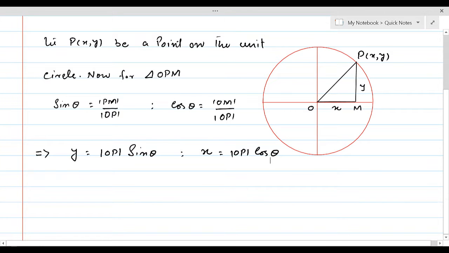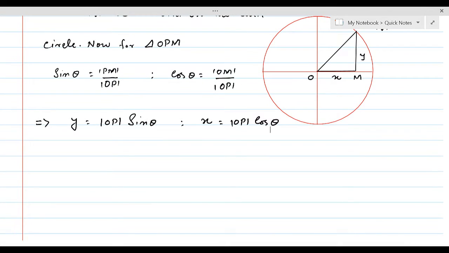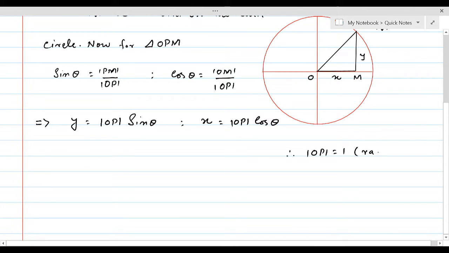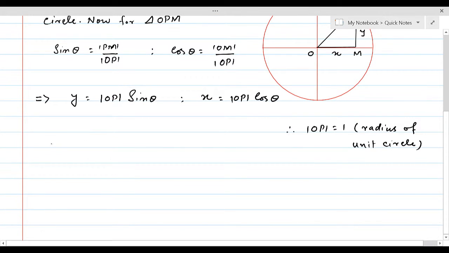Now, because this is a unit circle, OP being the radius of the unit circle, OP is equal to 1. So that's why x is equal to cos theta. This gives us x equal to cos theta and y equal to sine theta.